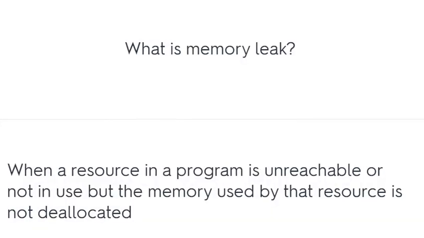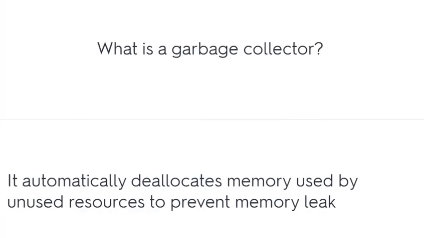What is memory leak? When a resource in a program is unreachable or not in use but the memory used by that resource is not deallocated. What is a garbage collector? It automatically deallocates memory used by unused resources to prevent memory leak.